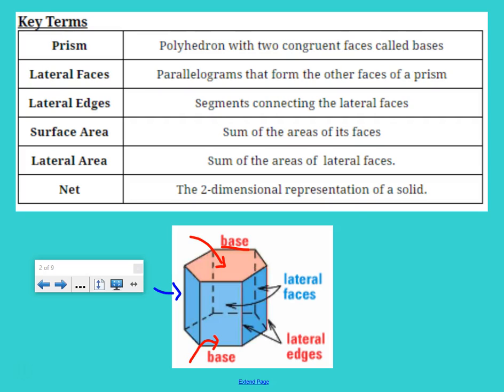Lateral edges, segments connecting the lateral faces. Surface area is the sum of the area of all of its faces, so however many faces it has, adding up them all together. The lateral area is then the sum of the areas of the lateral faces. A net is the two-dimensional representation of a solid. So if you open up the solid, it forms what we call a net.